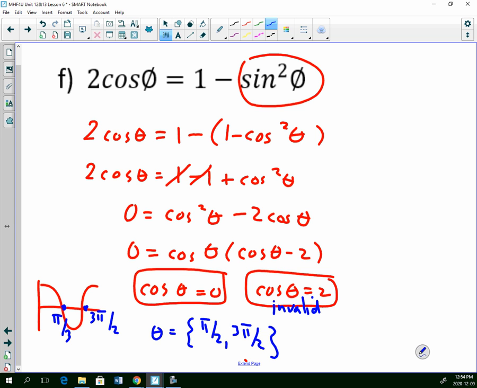So not much different than the ones we did on Monday. It's just that we have to replace one of the variables so that we have only one variable. Okay, the second thing I wanted to look at was double angles.